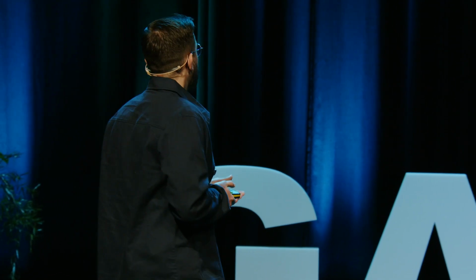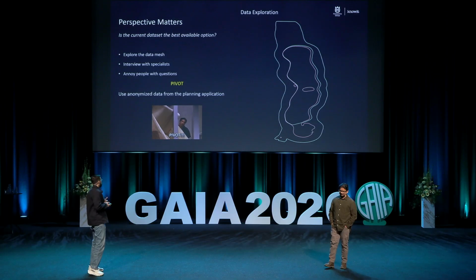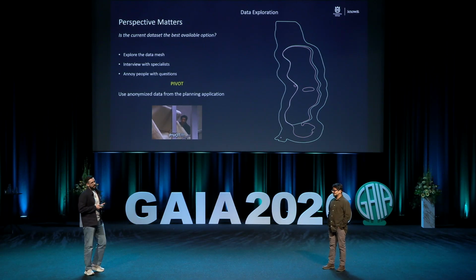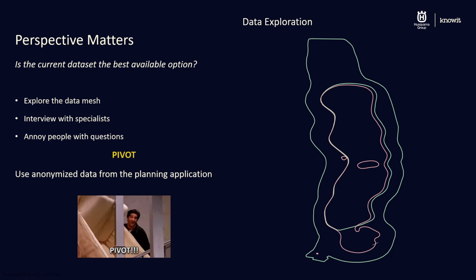We had interviews with specialists in order to understand the domain knowledge behind the mowing process. And then we just annoyed people with questions in order to match the domain knowledge with the data sources that we have found. And this is when we decided to make our first big decision and basically pivot to a different data source from which we can extract SVG maps, and it comes from the Husqvarna planning application.